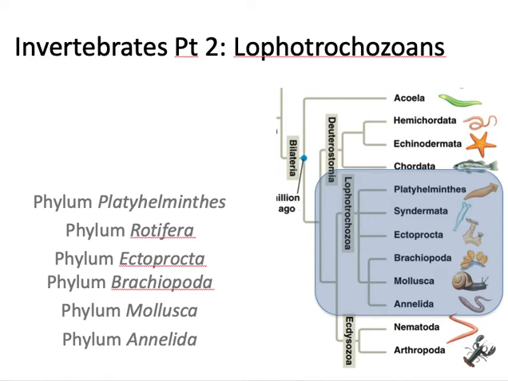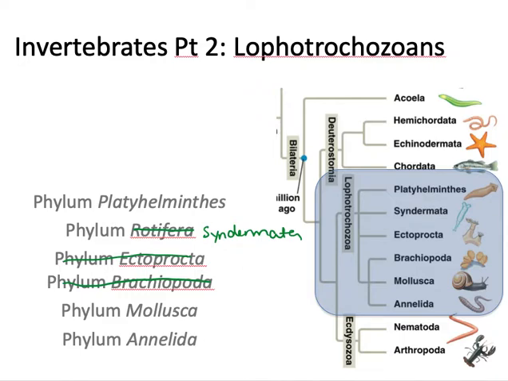Welcome everyone. We're going to continue with our invertebrates. Part 2 of our invertebrates chapter is going to be the Lophotrochozoans. The ones that we're going to cover today include the phylum Platyhelminthes, the phylum Cnidaria, that actually should read Cnidaria right here. We're going to skip the Ectoprocta and the Brachiopoda, and then we're going to cover the phylum Mollusca and Annelida.